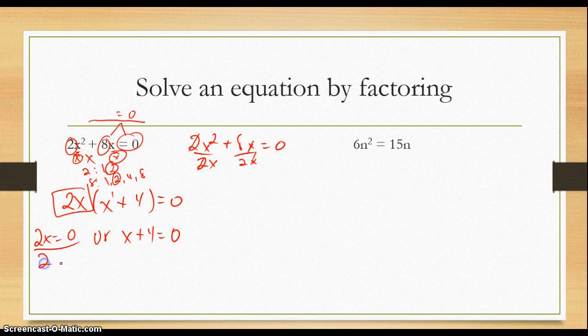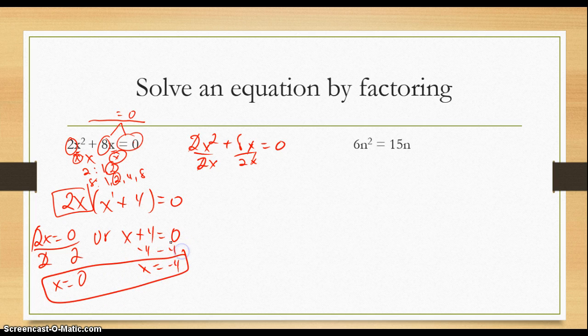So here, divide by 2, x equals 0. Subtract 4 over, x equals -4. So here are my two solutions now. Now, if I rewrite this problem, I only get 15 minutes, so I'm going to move a little bit quicker. So, quickly.